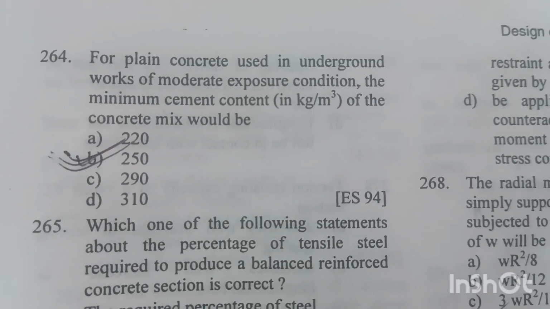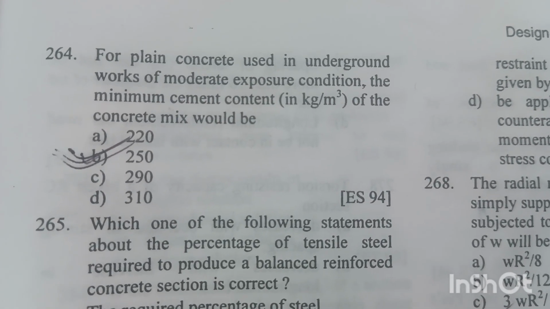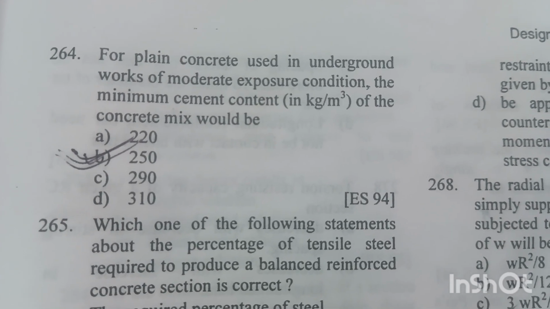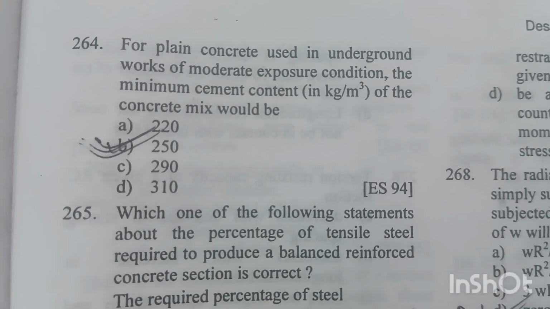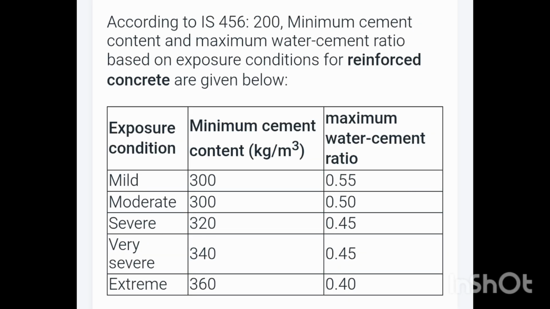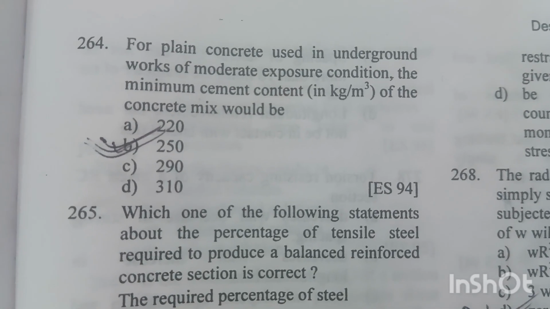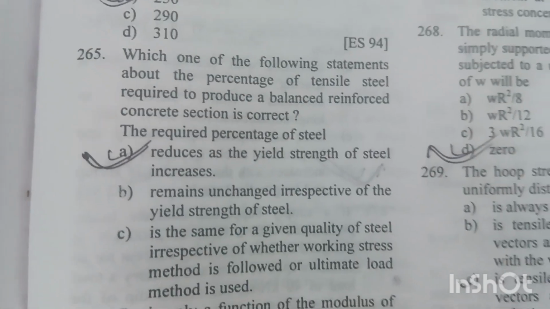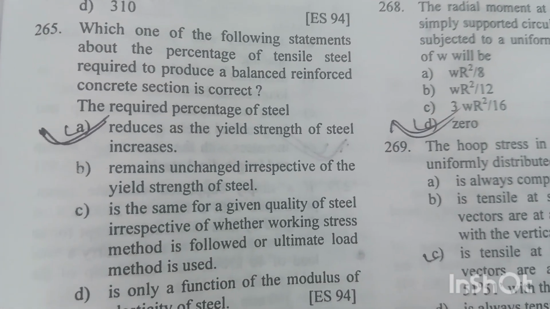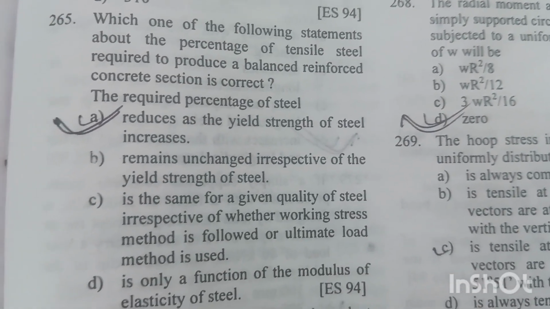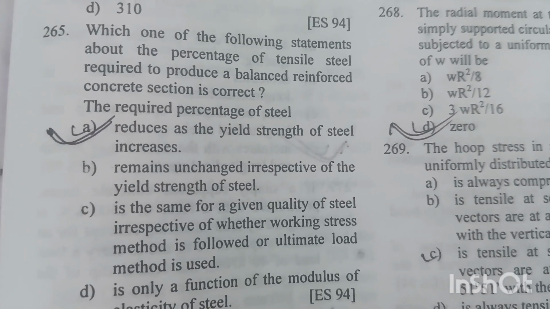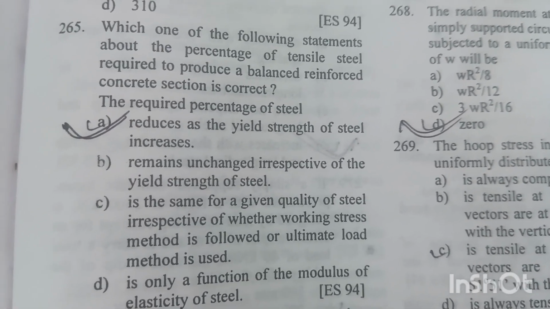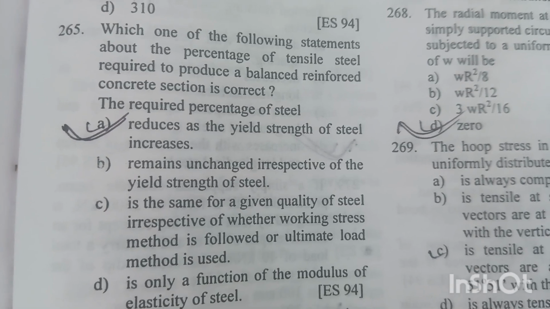Question number 264. For plain concrete used in underground works of moderate exposure condition, the minimum cement content in kg per meter cube of this concrete mix would be. Option B is the right answer, 250. Question number 265. Which of the following statements about the percentage of tensile steel required to produce a balanced reinforced concrete section is correct? The required percentage of steel reduces as the yield strength of steel increases. Option A is the right answer.